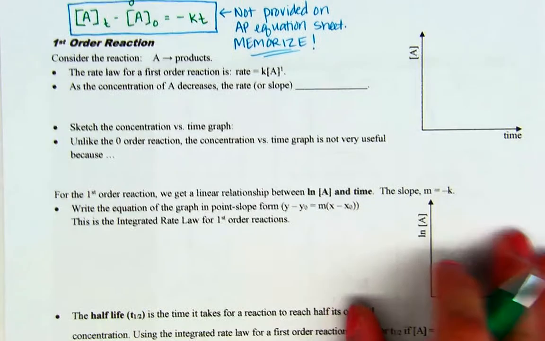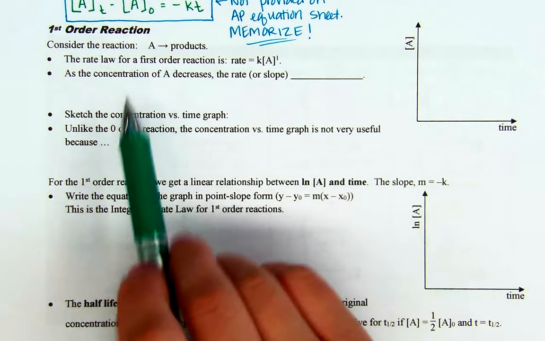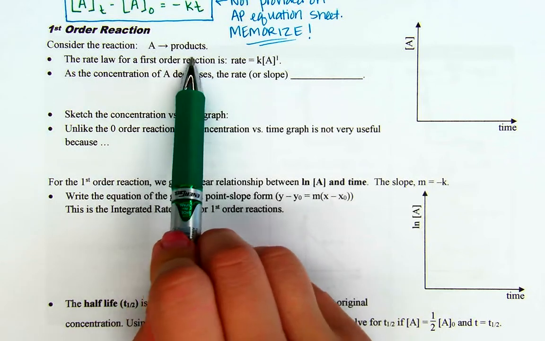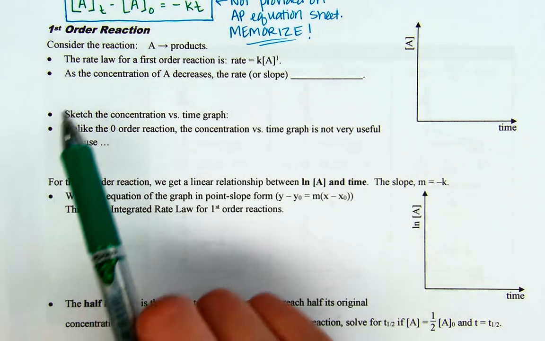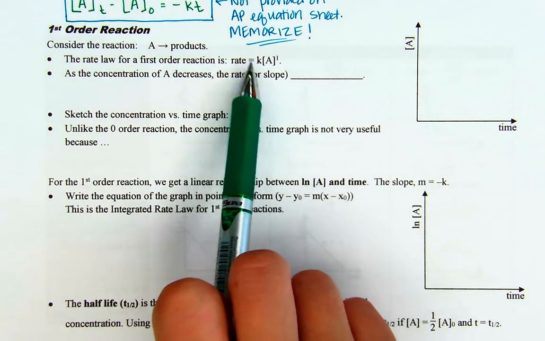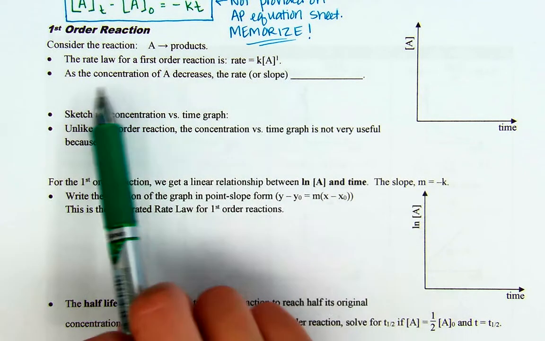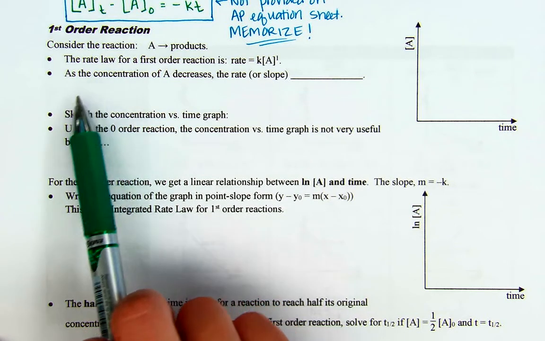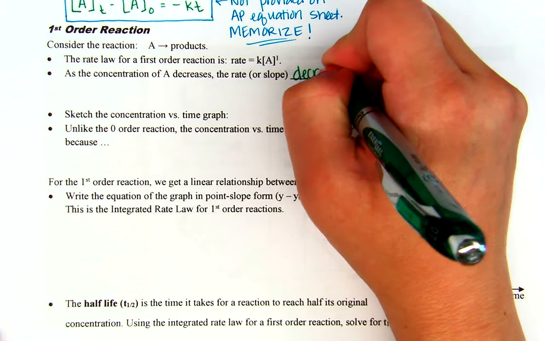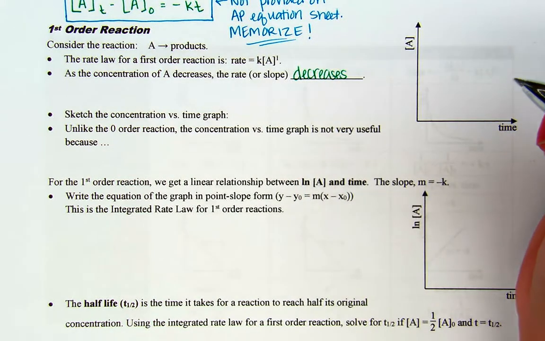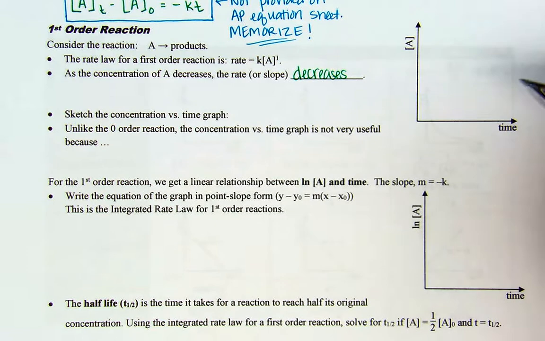First order reaction gets a little bit different. We are going to consider our reaction here, A goes to products again, and this time I'm going to tell you it's first order. So the rate law for a first order reaction is rate equals k times the concentration of A to the first power. Here, as the concentration of A decreases, the rate, or the slope, also decreases. This is a reaction that's slowing down over time. It starts off really fast, and then it starts to slow down.